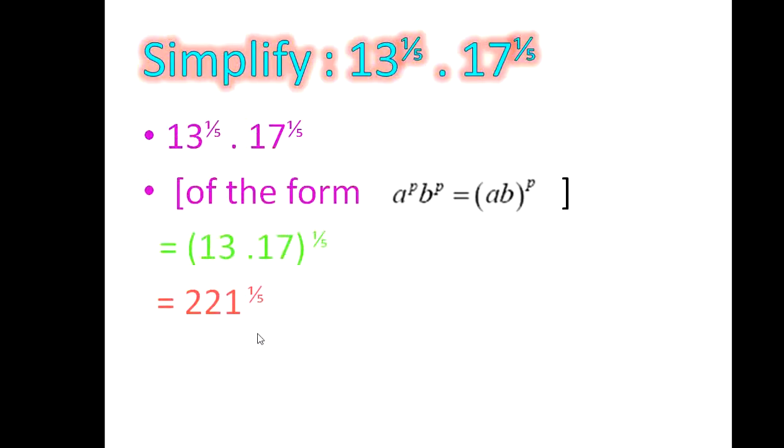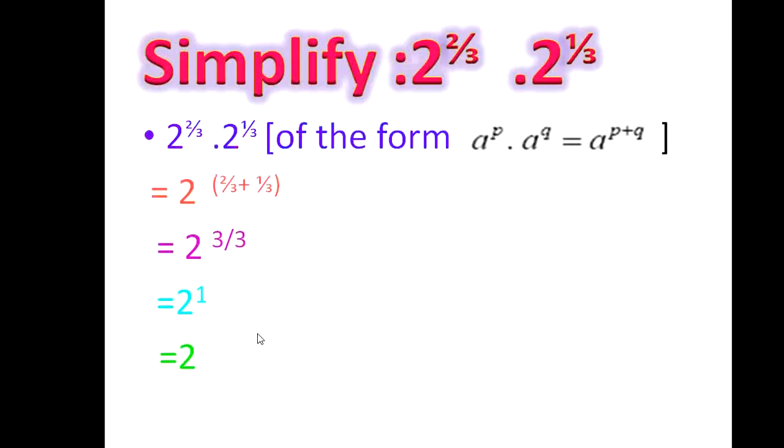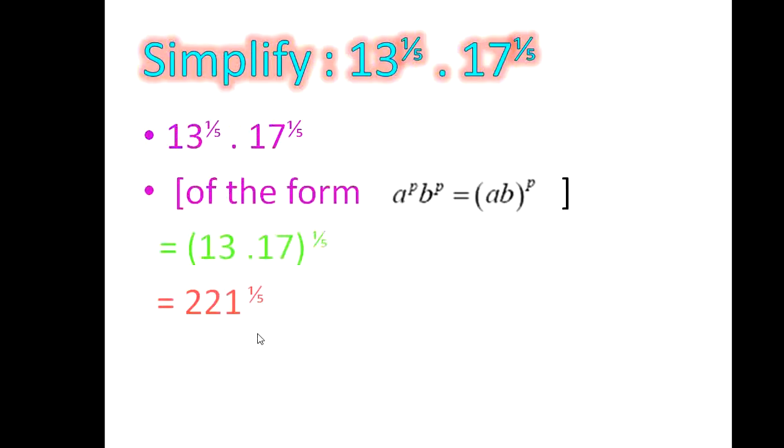So moving to the next example, 13 to the power of 1 by 5 into 17 to the power of 1 by 5. Did you see the difference between the previous problem and this problem? In that problem, the real number is the same, but the powers are different. In this example, the real numbers are different. Here it is 13, here it is 17. But the powers are the same rational number, 1 by 5, and here also 1 by 5.